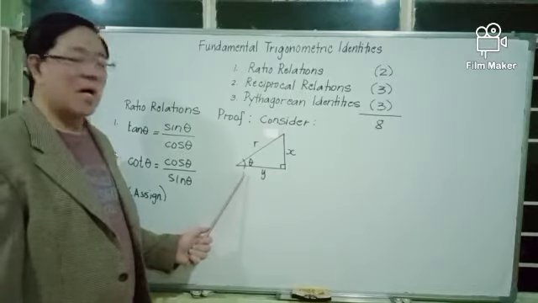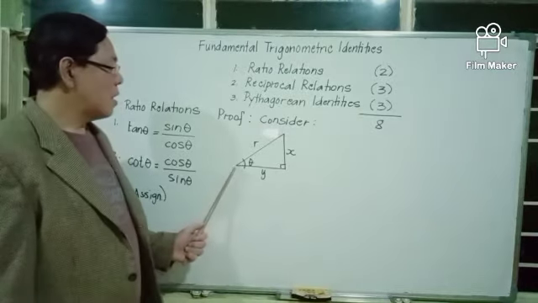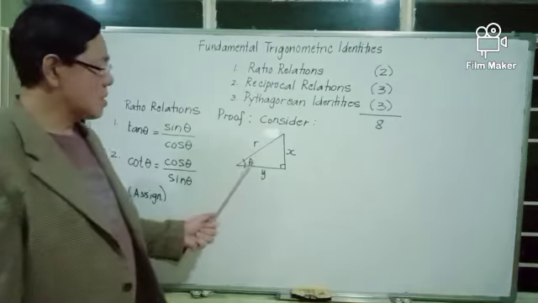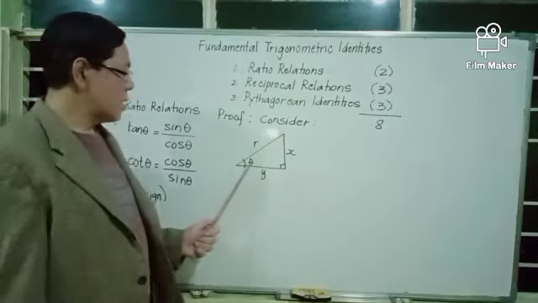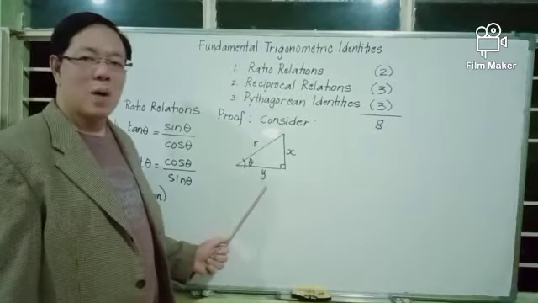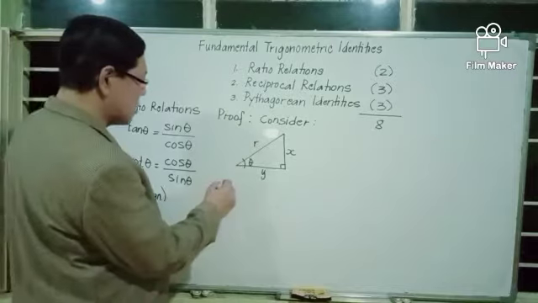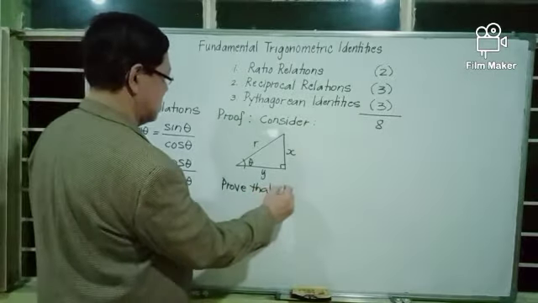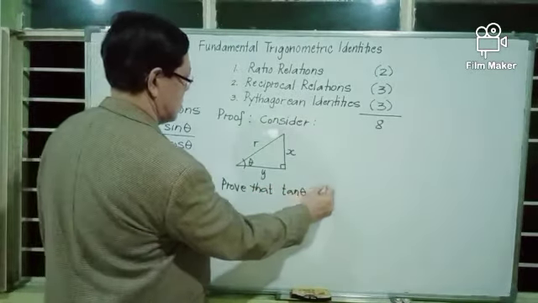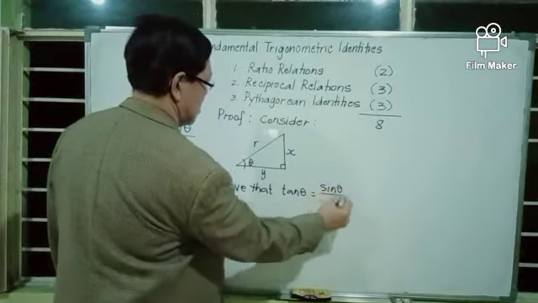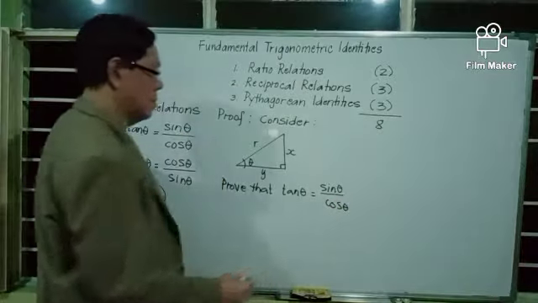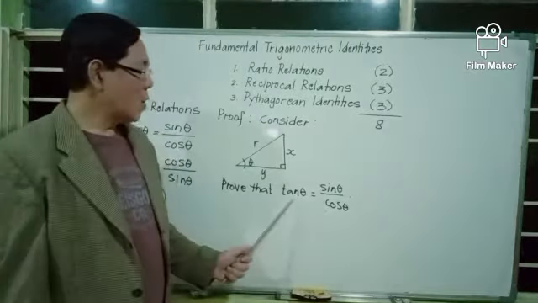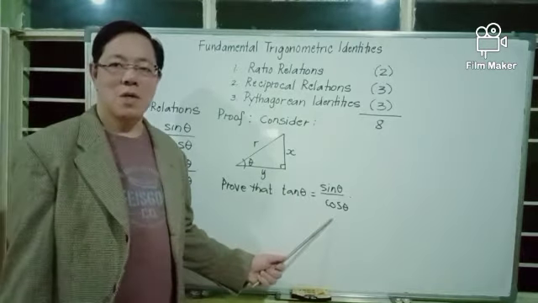Consider this right triangle where the acute angle theta is placed at this vertex. The side opposite the right angle is the hypotenuse whose length is r. The side opposite the acute angle theta I denote by x, and the side adjacent to the angle theta I denote by y. We want to prove that tangent theta equals sine theta over cosine theta.